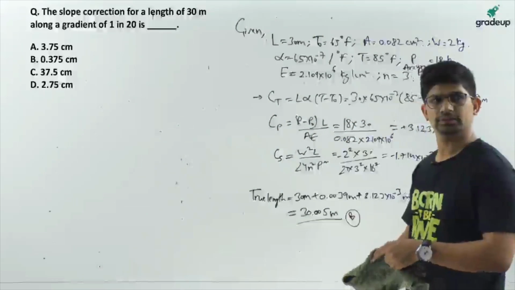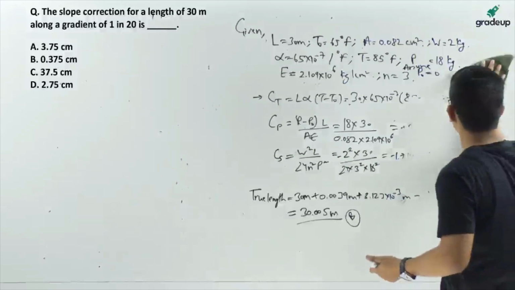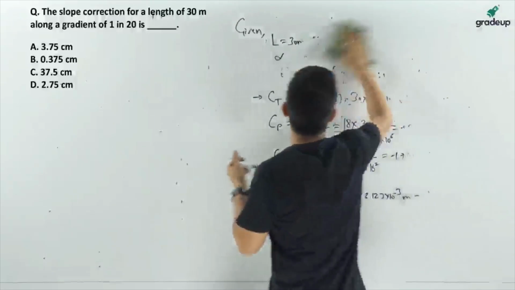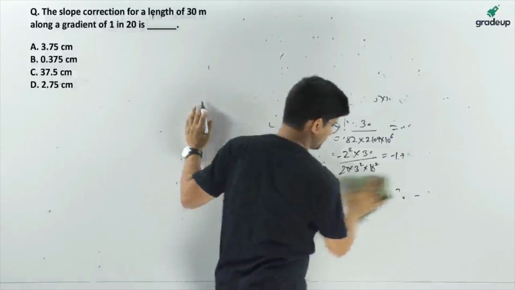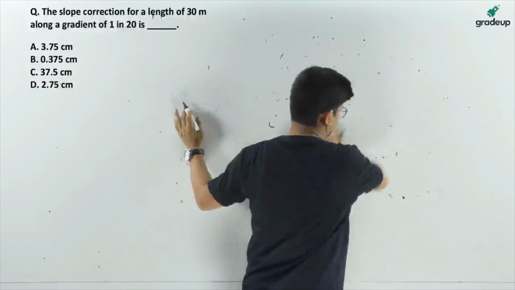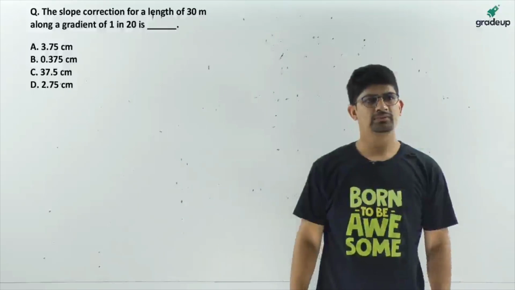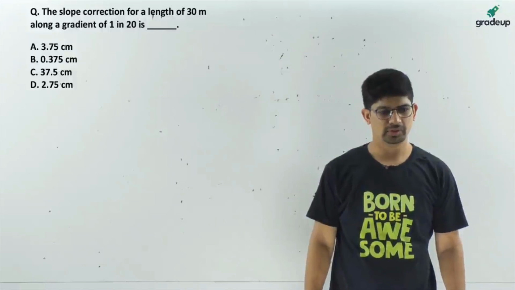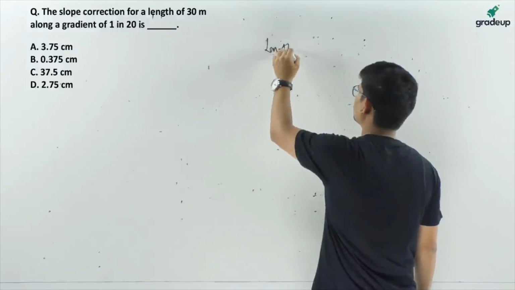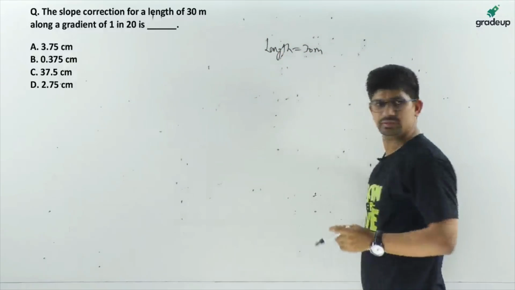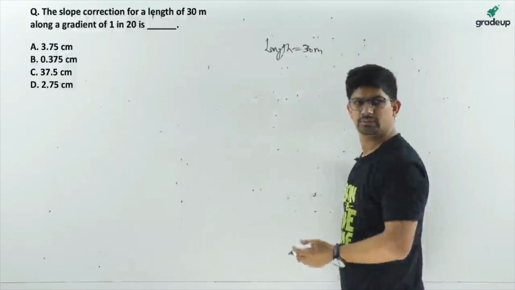Since there was no slope correction in this question, we have included a question for slope, so that you get practice of slope correction as well. Find the slope correction for a length of 30 meter along a gradient of 1 in 20. The length is given to you, 30 meters, and the gradient is 1 in 20.